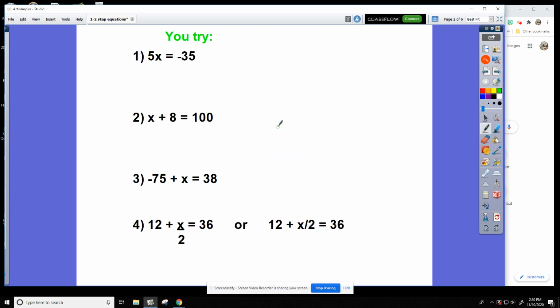Now here are some for you to try. So you could pause it right now, write these down and try them. And then I'm going to continue on, and when you're done, press play and you could check your work. But I'm going to do them right now. This is multiplication. I'm going to divide, not negative, sorry. x equals negative 7. I'm going to subtract. x equals 92. I'm going to add.